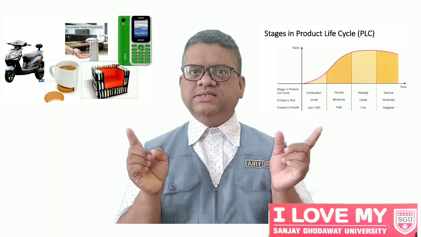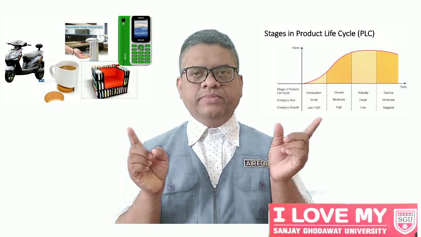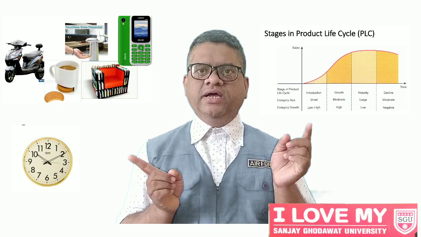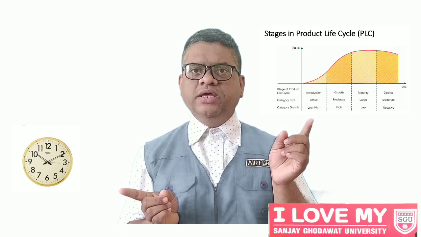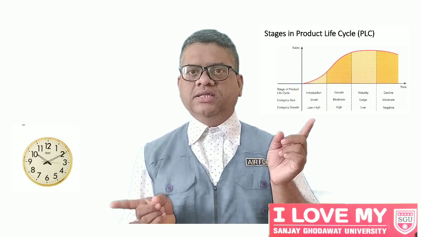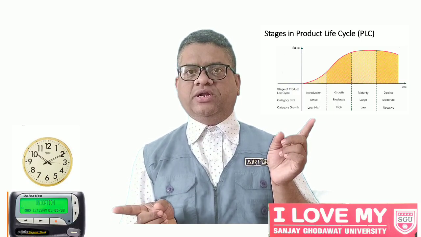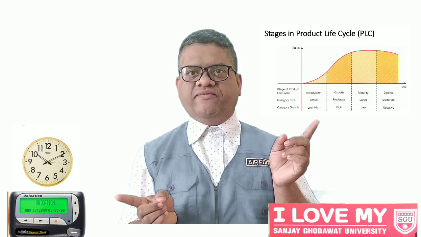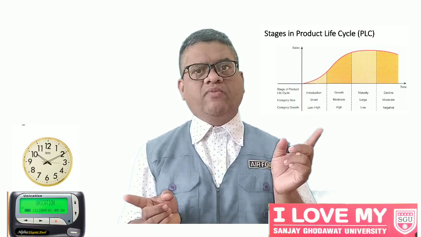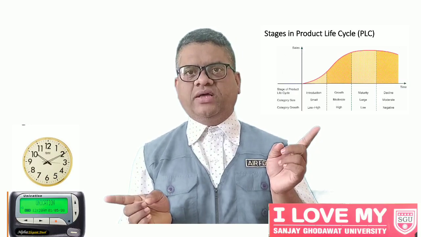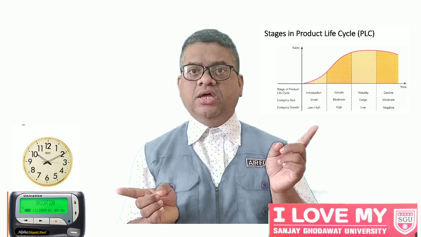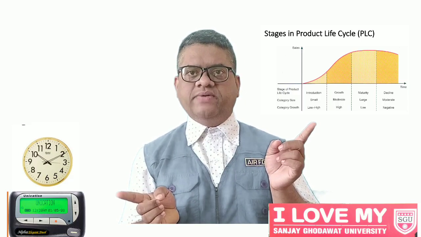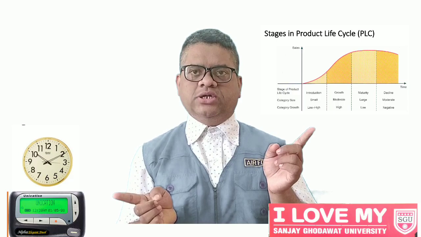Also, you will find that whatever you can see in this product life cycle, this may be longer for certain products and shorter for some products. Now you will find here is a product which has a very long product life cycle, whereas another product has a very short product life cycle. So we will study in this video the products which have a very long life cycle. For example, a wall clock has a very long product life cycle, whereas if you take the example of a pager, the product life cycle is very short. So we will study which products have longer life cycles and which have shorter life cycles.